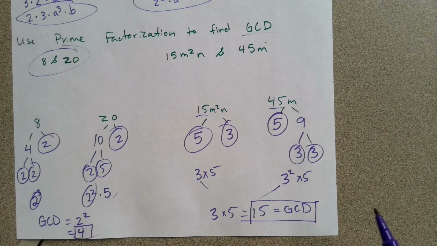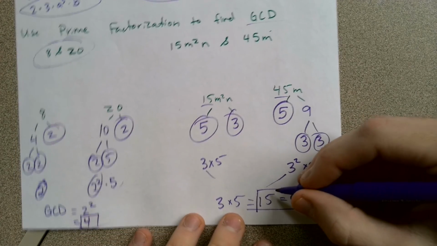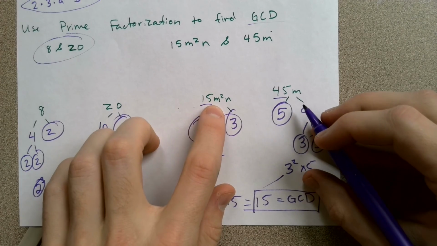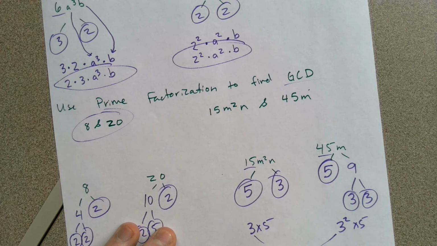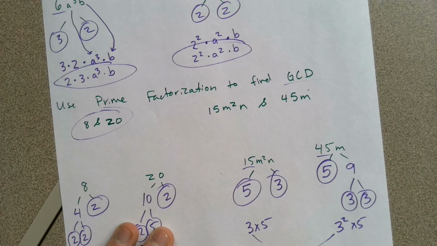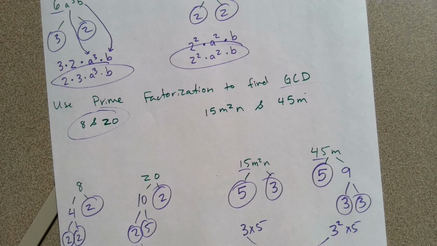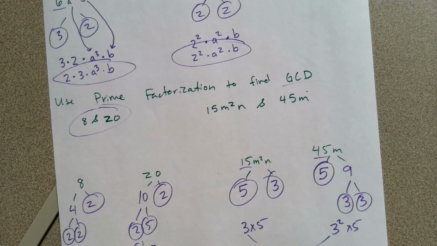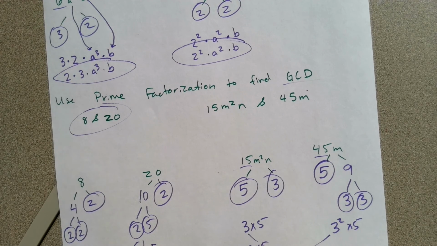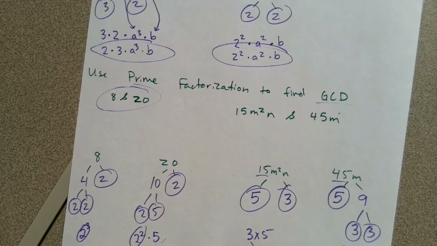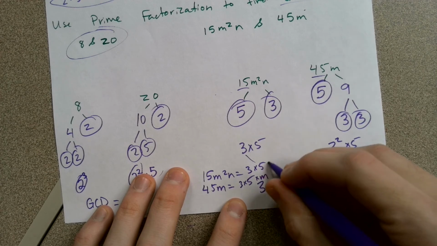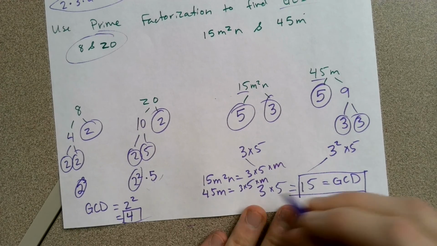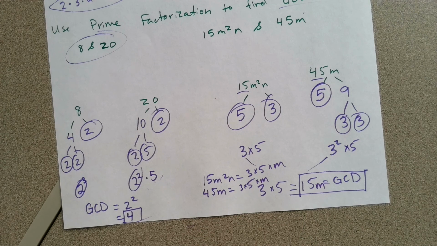Oh, excuse me. I just about called that early. We got 15 as our number, but we forgot about our m's. So I'm going to line these up. 15m squared and 45m. They both have a 3, we decided, and they both have a 5, we decided, and they both have an m, so we're going to add that m on as well because that is also shared. So it's going to be 15m as the greatest common divisor.